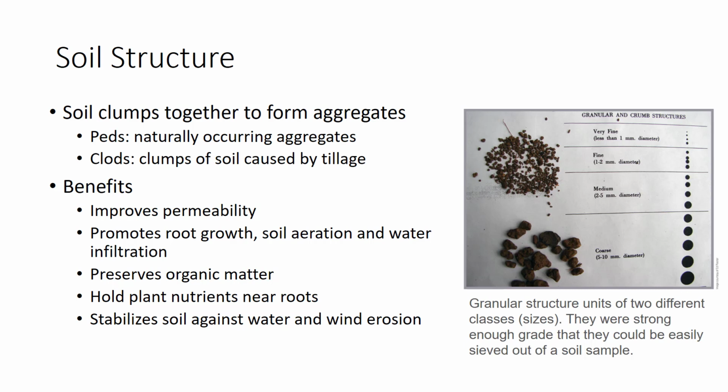Structure refers to the way soil particles clump together into large units. These large units are called soil aggregates. Aggregates that occur naturally in the soil are called peds, whereas clumps of soil caused by tillage are called clods. Peds are relatively large, ranging from the size of a large sand grain to several inches. Spaces between clay particles may be tiny, but the spaces between peds may be large.